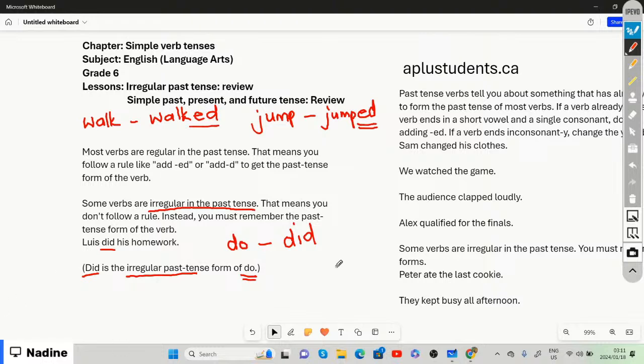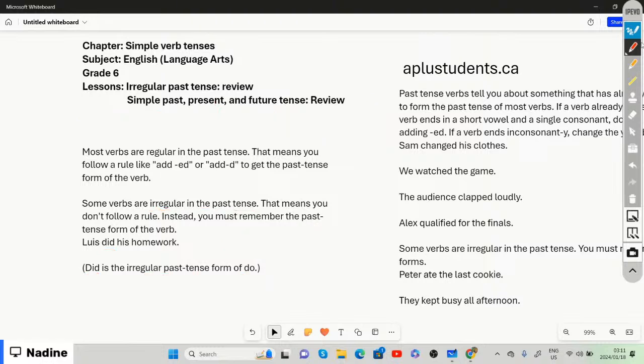Right? And then when it comes to our different tenses, I said that tenses are more like it's either you have your present tense, you have your past tense, or you have your future tense, right?